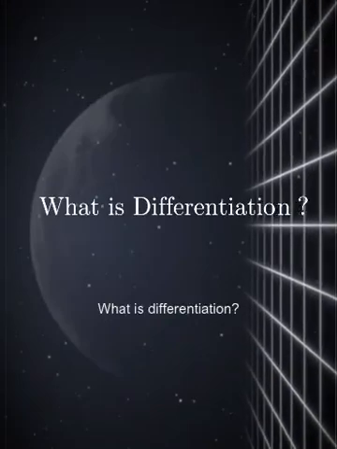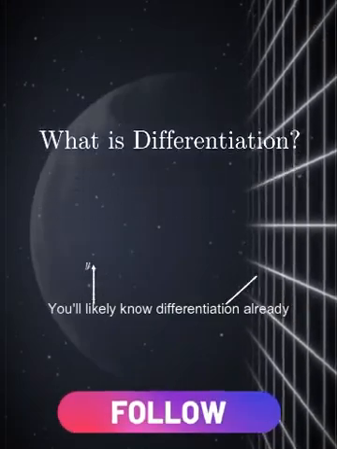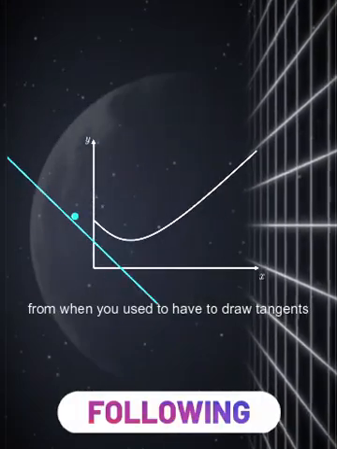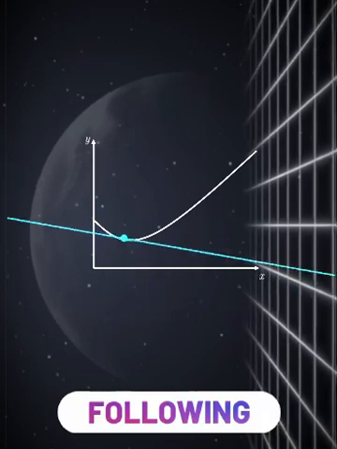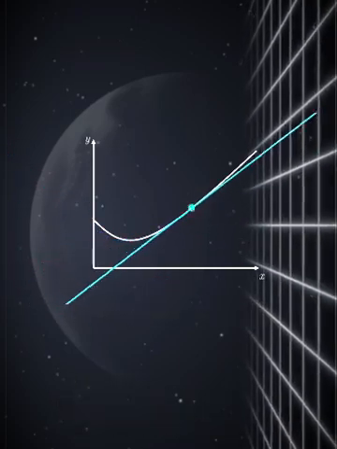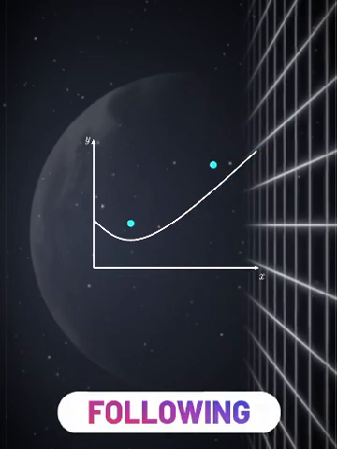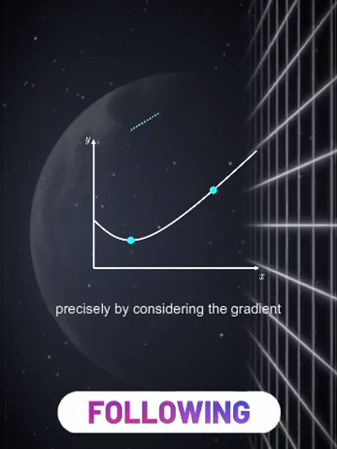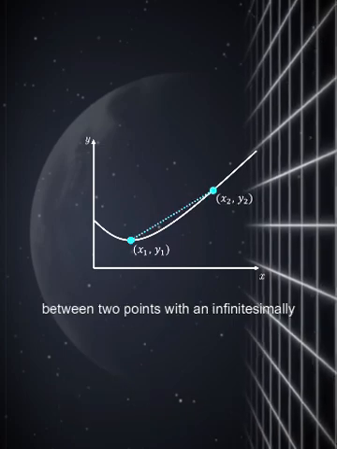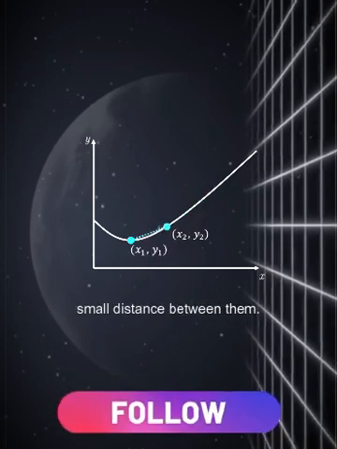What is differentiation? You'll likely know differentiation already from when you used to have to draw tangents to curves at specific points, and it was primarily guesswork. You might have gotten something close, but never an exact answer. Differentiation enables you to calculate it precisely by considering the gradient between 2 points with an infinitesimally small distance between them.